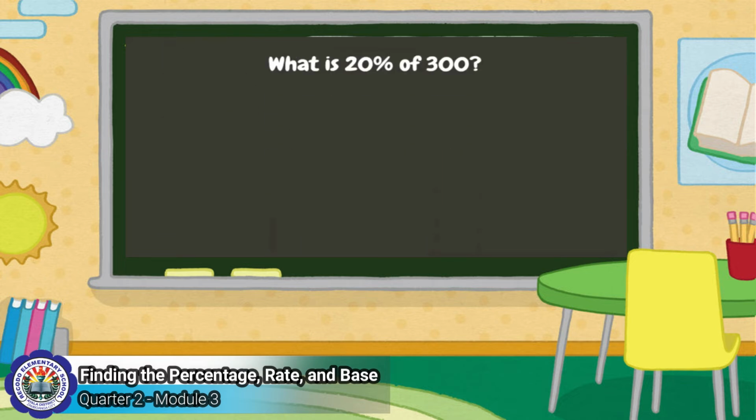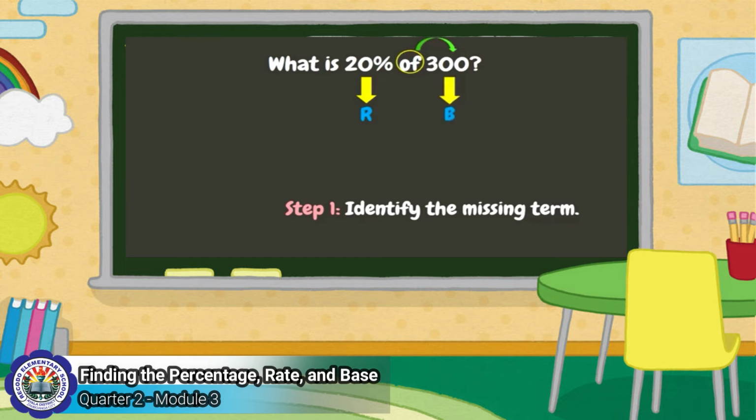Let's try our first example. What is 20% of 300? The first thing that we need to do is to identify the missing term. We all know that if the value or the number has percent sign, that is the rate. And the number which comes after the word of is the base. That means the missing term is the percentage, which is beside the word is.